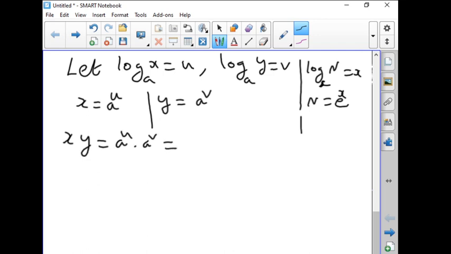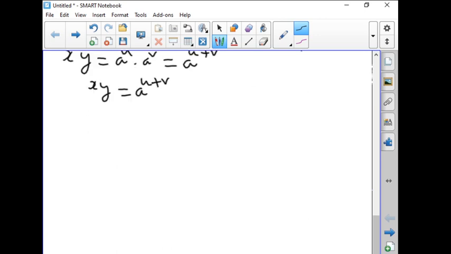When bases are equal, as we have seen in the previous exercise, when you multiply, we add the powers. So, a power u plus v. Now, what we have? xy is equal to a power u plus v. So, this is in exponential form. So, we will write this in logarithmic form. What is the logarithmic form of this?